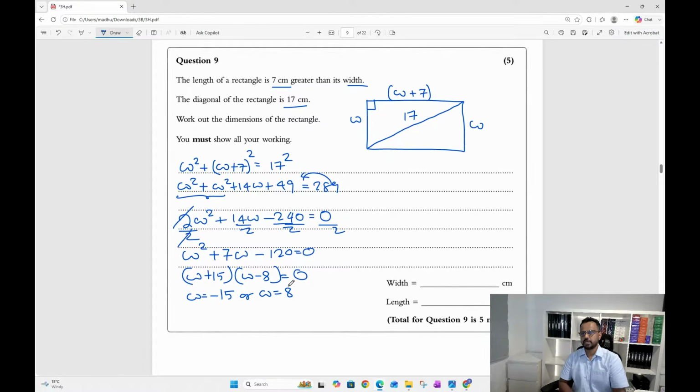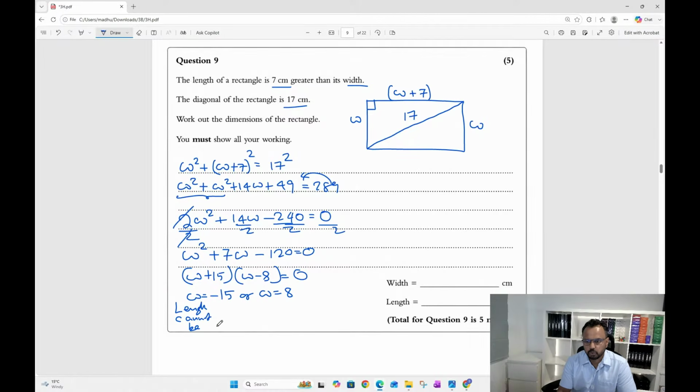Now, here's the thing, guys. W is a length, right? Now, length cannot be negative. So what do we do? You can use factorizing or the quadratic formula, but because this works pretty easily, 15 times 8, I just did the factorizing. If you use the quadratic formula, you get the same thing, literally, right? So length cannot be negative.